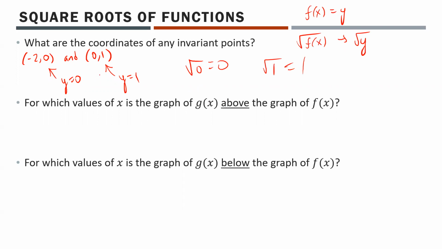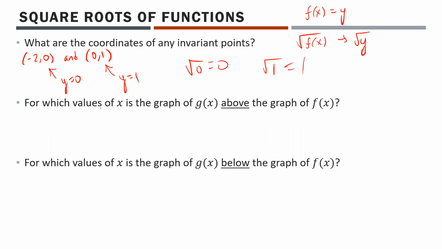So bottom line is, when you have on your original graph y is 0 or y is 1, if you were to square root that whole graph, those points are not going to move. Anywhere where y was 0 and y is 1, those points aren't going to move. Now here's the real kicker though.